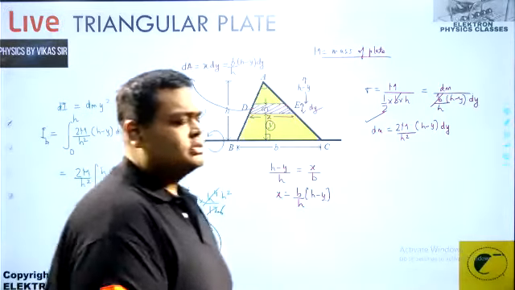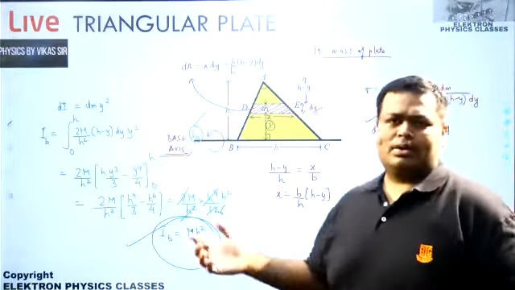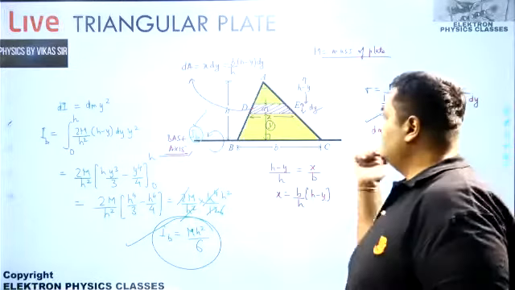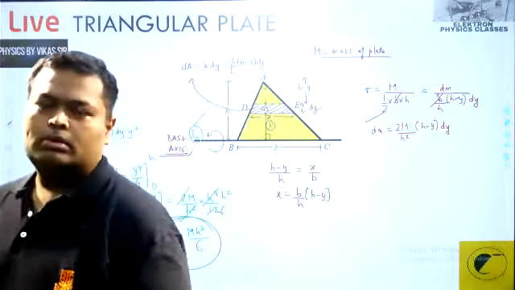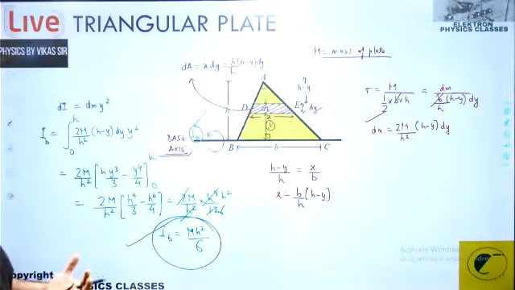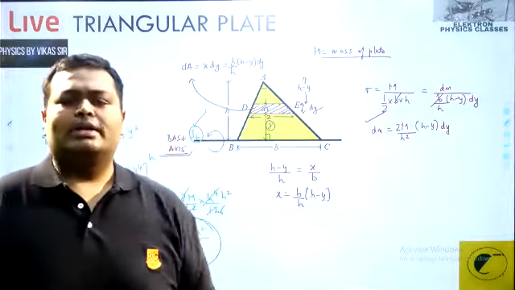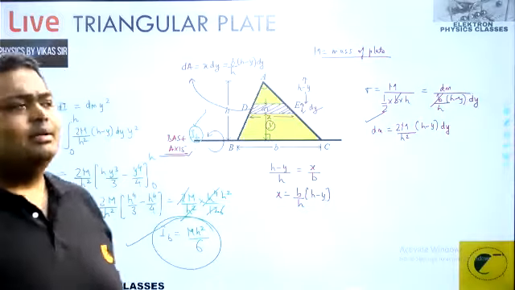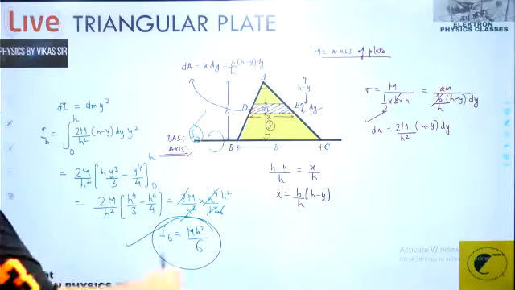That's a result for the moment of inertia of a triangular plate about the base axis. That's a result which we need to keep with ourselves for certain kinds of questions. Of course, the questions you have done previously did not require this particular result, but now it may be required. So we have this result as mh square by 6.